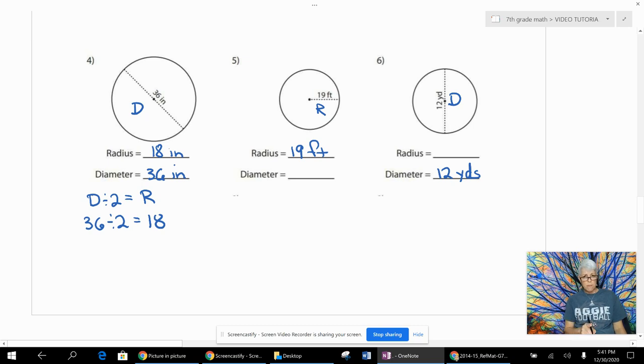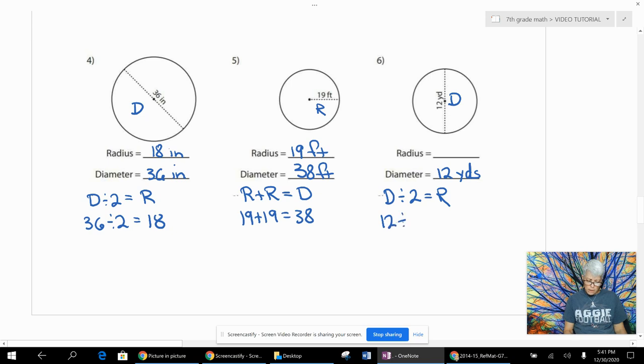Next one. They gave me the radius. I need the diameter. So radius plus radius is the diameter. So 19 plus 19 equals 38. So my diameter is 38 feet. Next one. They gave me the diameter. So if I take my diameter and I divide it by 2, I will get the radius, and that's what I want. So 12 divided by 2 is 6. So that is my radius. Radius is 6 yards. Bam.